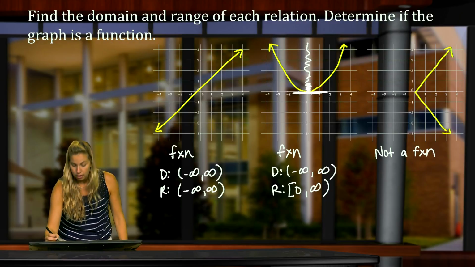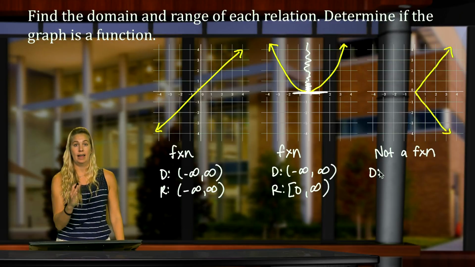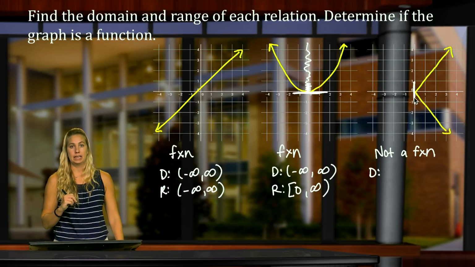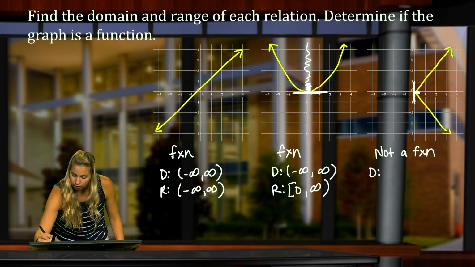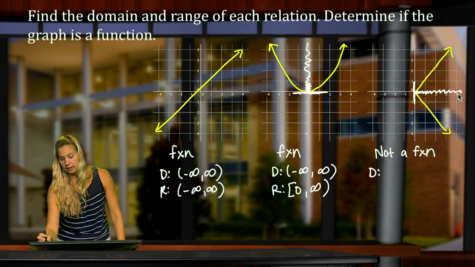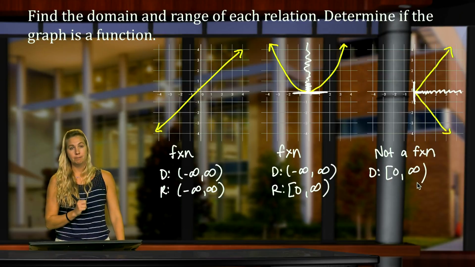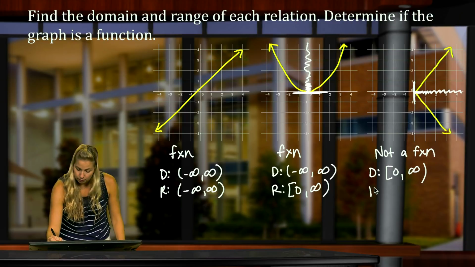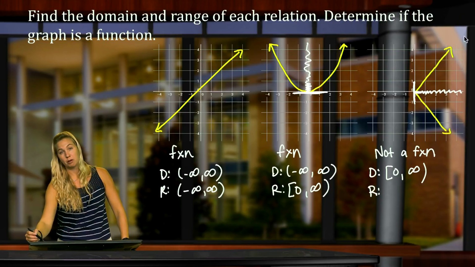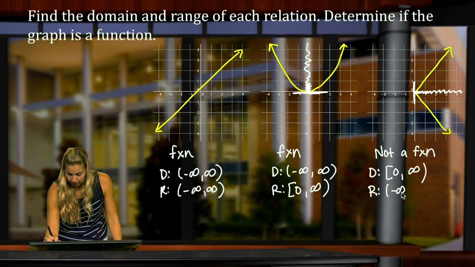So let's find that. For the domain, again, looking at bounding on the x-axis, now we can see that we are bounded on the left-hand side of this graph. And then it goes forever to the right. So the domain representing that shaded region goes from 0 to positive infinity. For the range, thinking about these two endpoints going on forever and ever is going to be negative infinity to positive infinity.